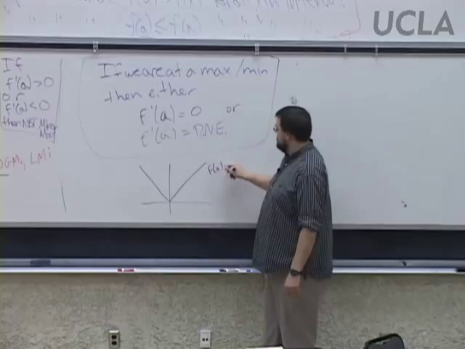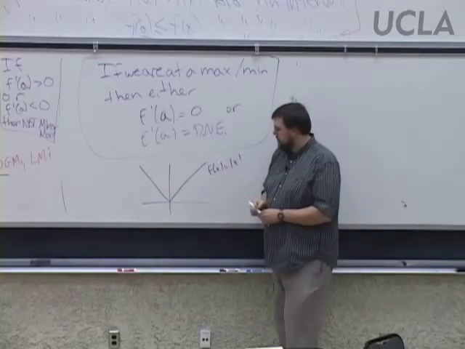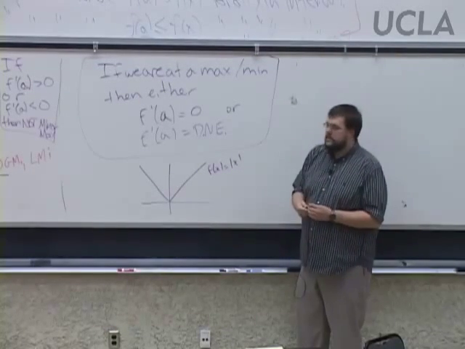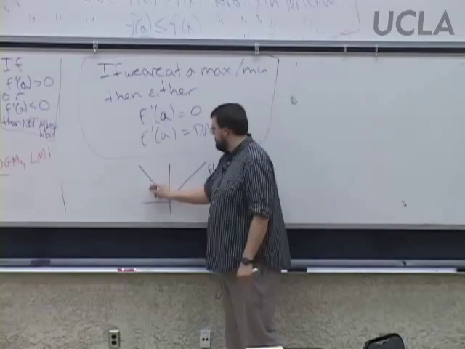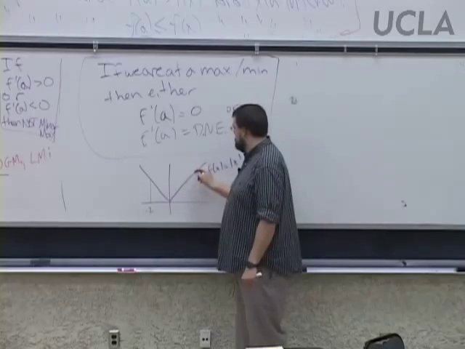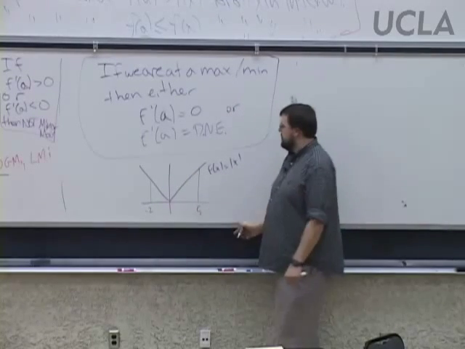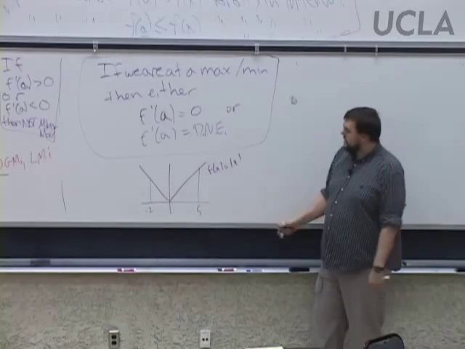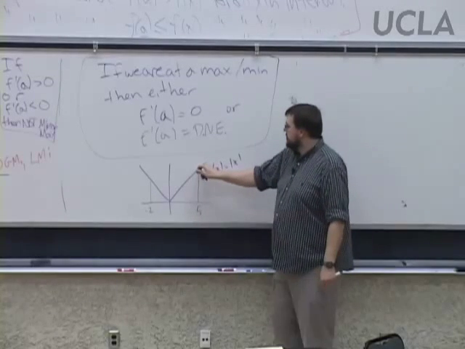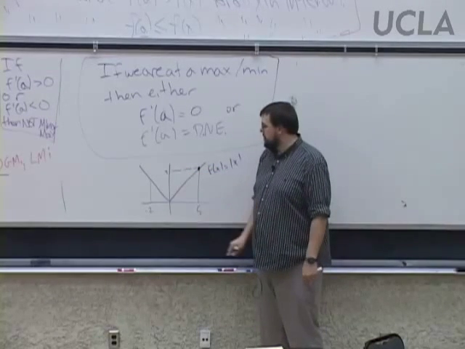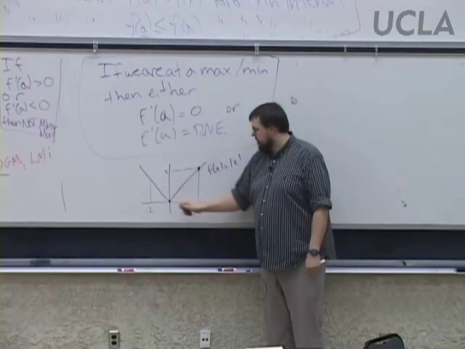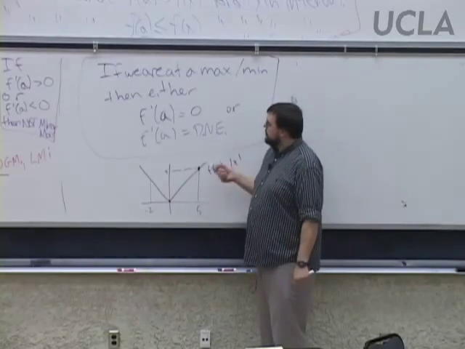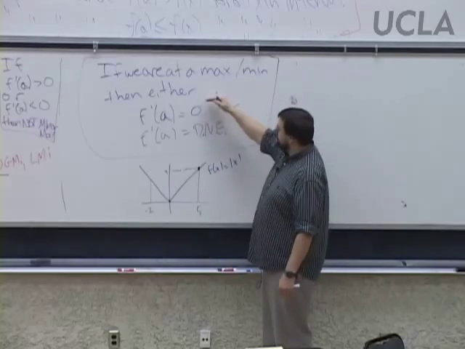Now, let's suppose I'm trying to find the max and min of this function, say from -2 to 5. Now we can just look at the picture and say, well, okay, the max is over here, which is going to be 5. Where's the min at? No, it's going to be at 0. Now, we talked about if we are on a max or min, then either derivative is 0 or derivative is undefined.